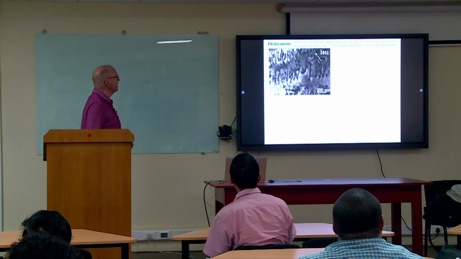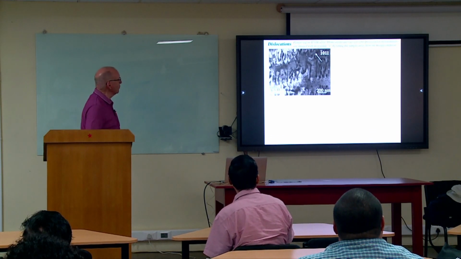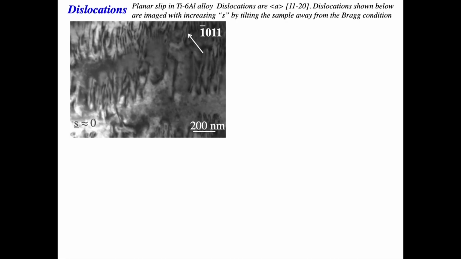So this is a planar slip in Ti-6-4, and we have here this vector S. That's a deviation parameter. When it's zero, it means the Ewald sphere is going through the reciprocal lattice point. And in that condition, you can see we get a sort of grungy kind of image. It's dark and so on. So that's at the Bragg condition.